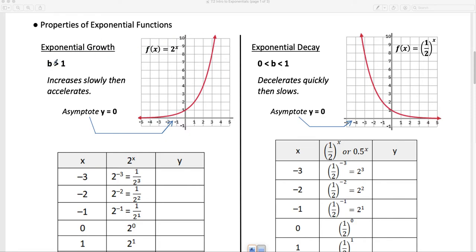Okay, we have growth when our value for b in our equation, y is equal to ab to the x, is greater than 1. And in this particular graph, I've got f of x is equal to 2 to the x power. So my b value is greater than 1, it's a 2. All right, here's the famous asymptote. It's this invisible line right along here.